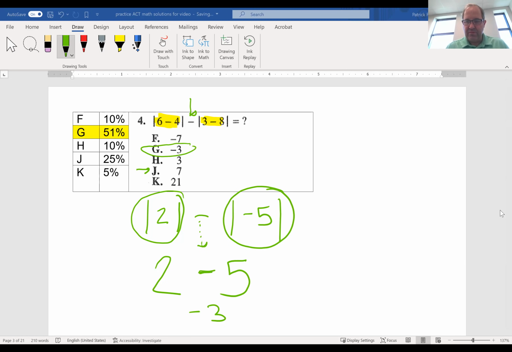Whoops, 6 minus 4. And then we're subtracting, and I'll go again, alpha window, choose absolute value, and it's 3 minus 8. Press enter, we get the answer. And if you can key something into your calculator, you should do that, right? Why not? Makes the answer a little bit easier to do.